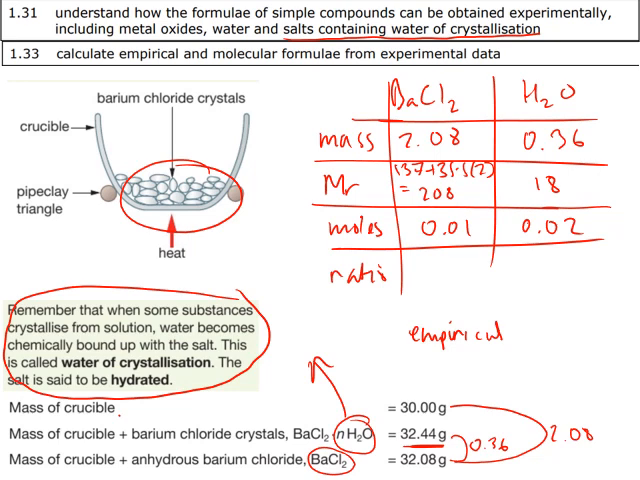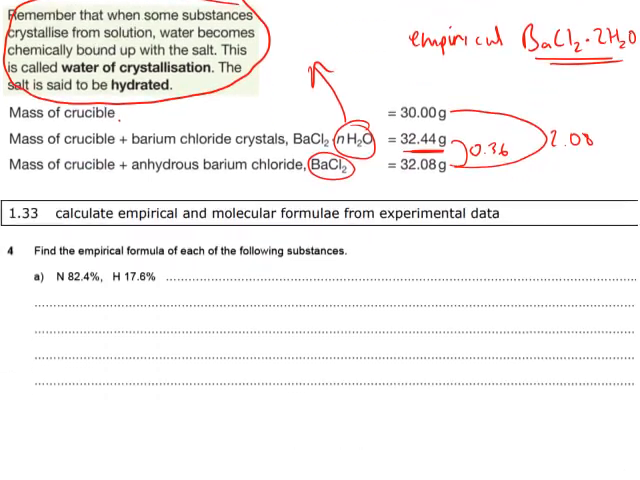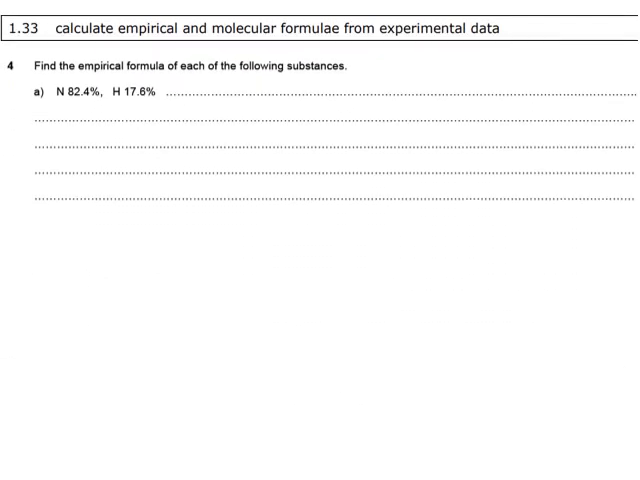Now to work out the ratio here, you can probably just see the ratio, but I'm going to go with the calculations by dividing by the smallest number, just so you get some good practice. That's going to equal 1, that's going to equal 2. Now we can see that the formula for this salt is BaCl2, and we put a dot there to separate them, and then we have 2 H2O molecules trapped in that crystal structure.